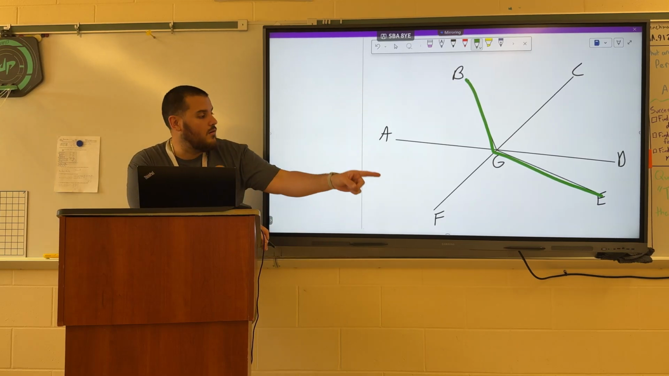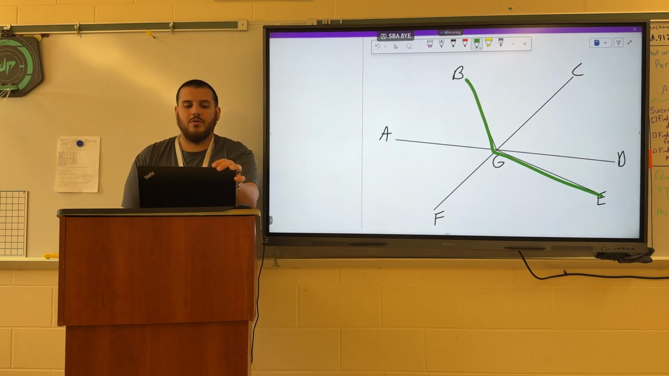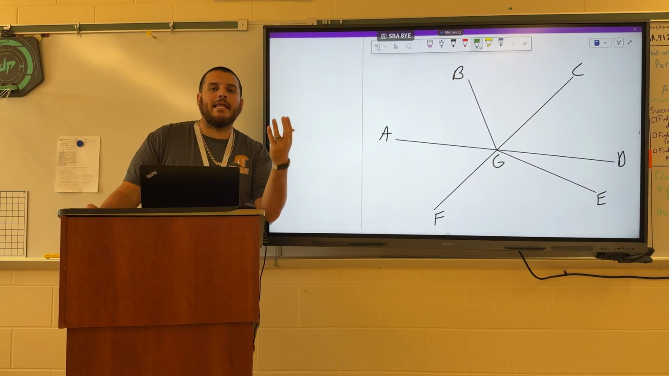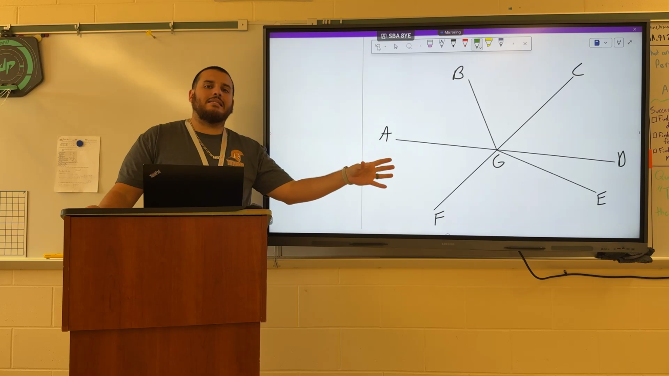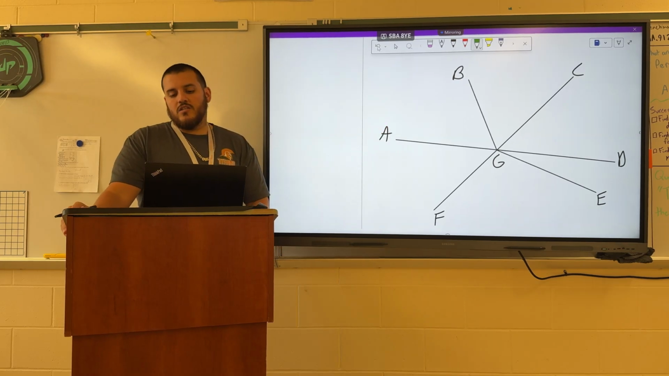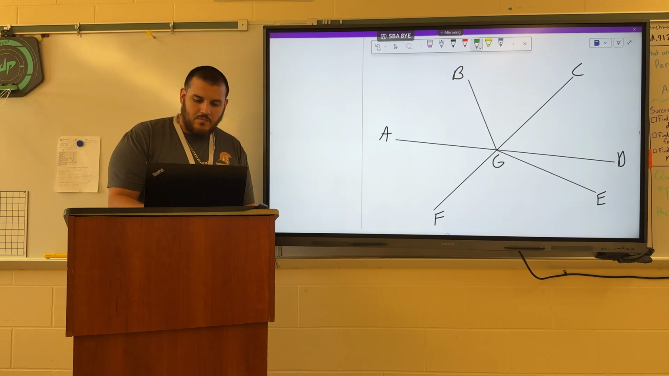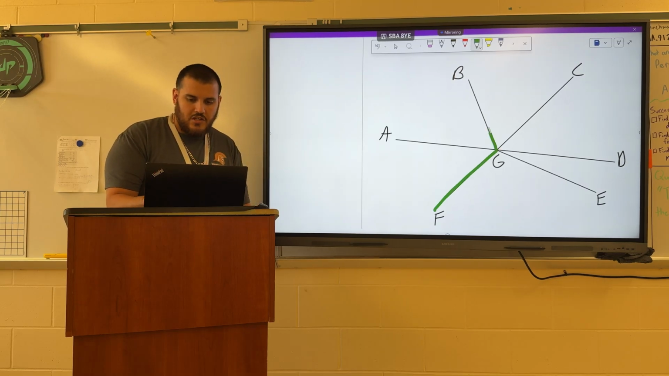Angle BGE or angle EGB would be an appropriate name for that. You also, though, need to be able to do the reverse of this. If I name an angle, you need to be able to identify it in the figure. So if I say to trace angle FGB, well, that's a simple thing to do. You just start at F, you go to G, then go to B.